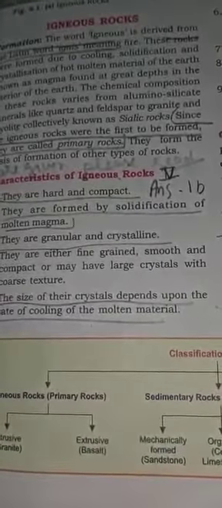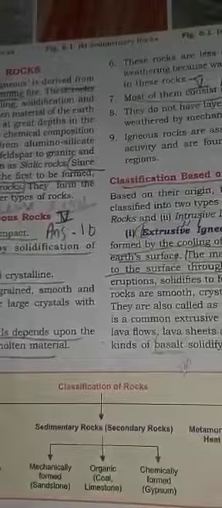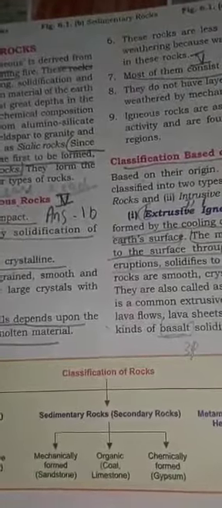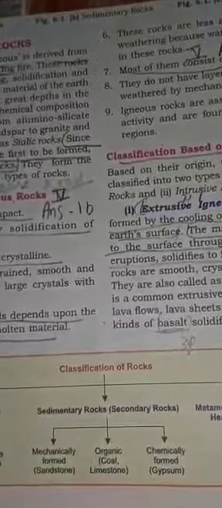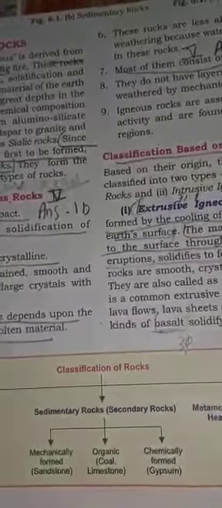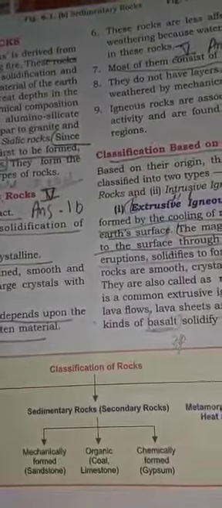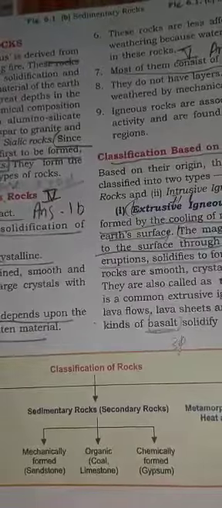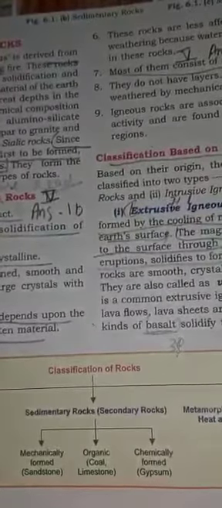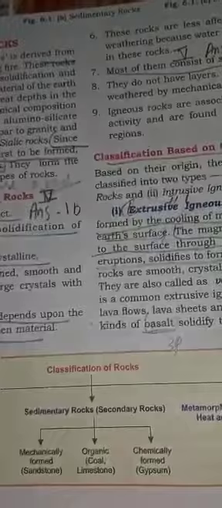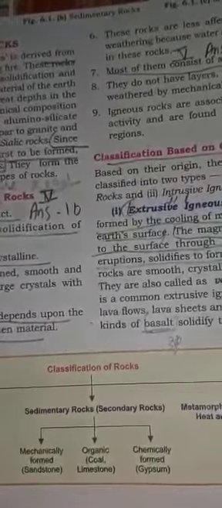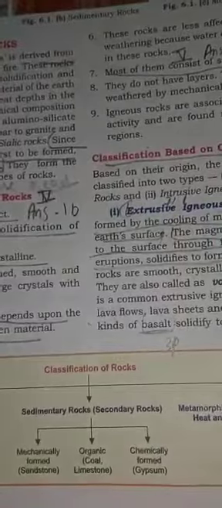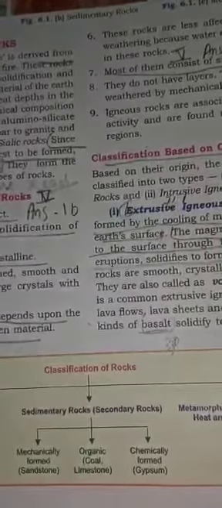Now children, next is sedimentary rocks, that is also known as secondary rocks because it is formed after the igneous rocks, and it has three kinds of rock. They are formed in three ways. First one is mechanically formed, and sandstone is an example of this kind of rock. Then organic is the second form. In this, coal and limestone are examples of organic type.